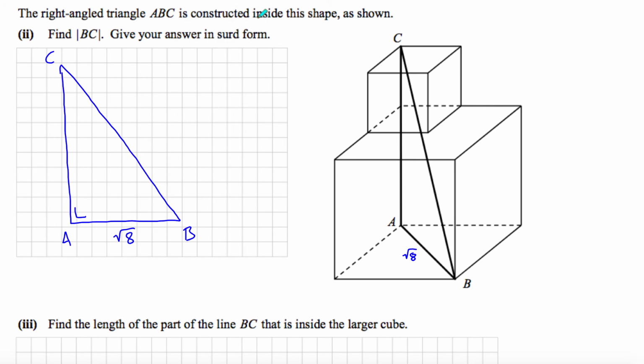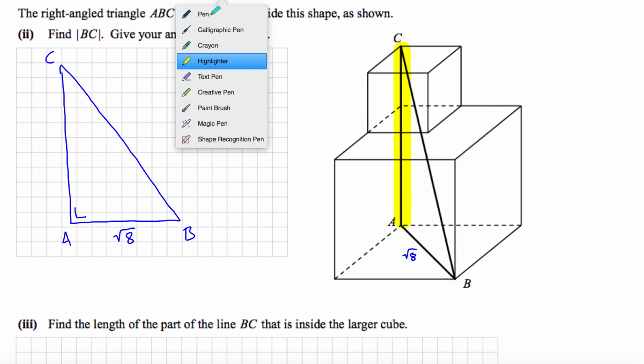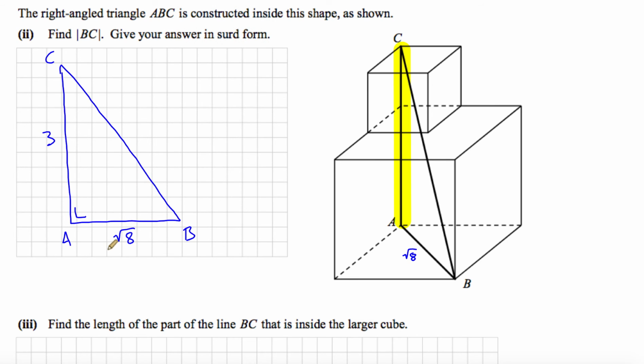Now this line here, CA, well that's going to be 2 up to this quarter and then another 1 that was given in the question. So that leaves us with distance of 3 there. And we're looking for BC, this length here, which we can call y this time. So again, it's Pythagoras, and what Pythagoras says is that the square on the hypotenuse, y squared, will be equal to the other side squared, 3 squared, plus root 8 squared.